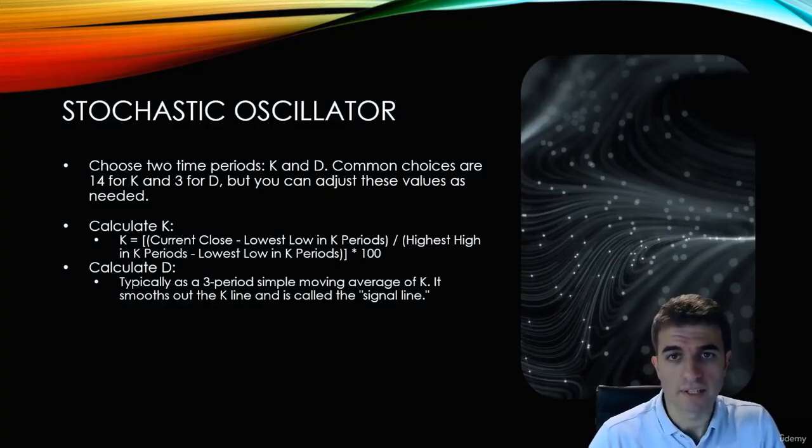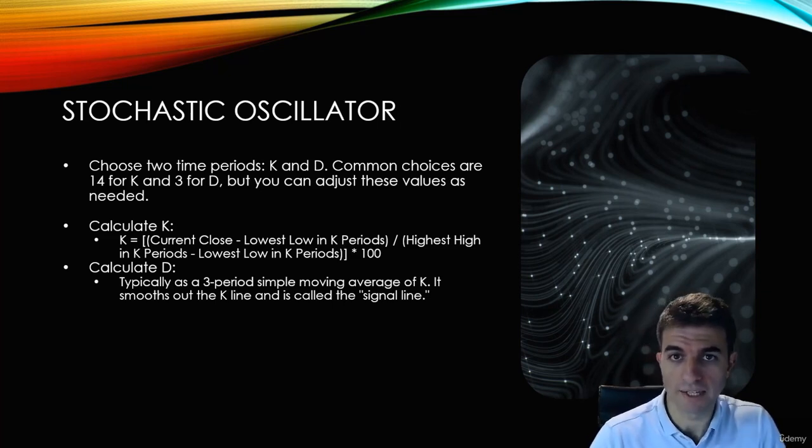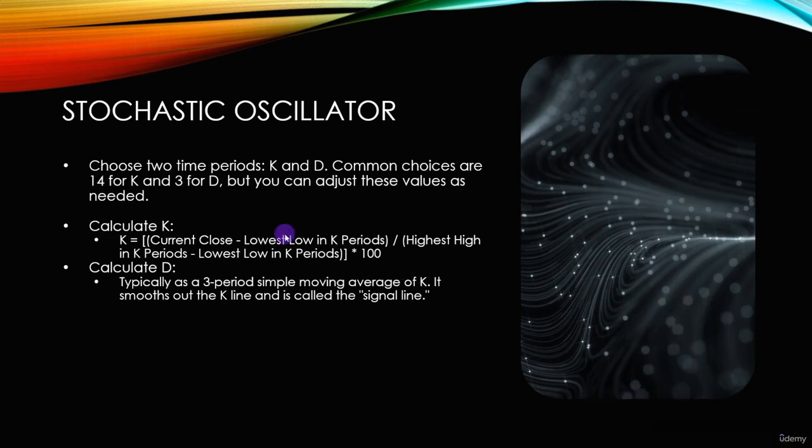Another momentum indicator is the stochastic oscillator. This indicator helps traders pinpoint potential trend reversals. So we'll explain its calculation, interpretation, and practical use, including identifying divergence. To compute the stochastic oscillator, we first have to choose two time periods, K and D, and the common choices are usually 14 for K and 3 for D, but you can adjust these values as needed.